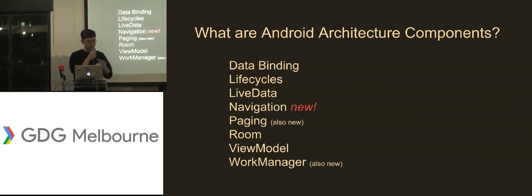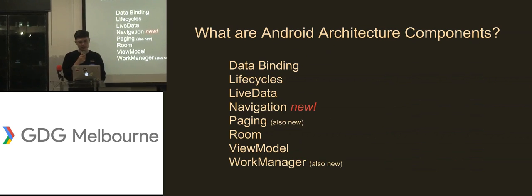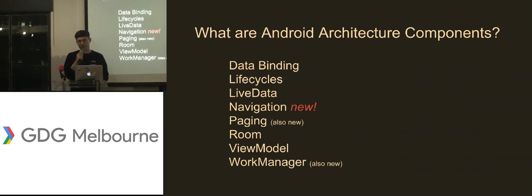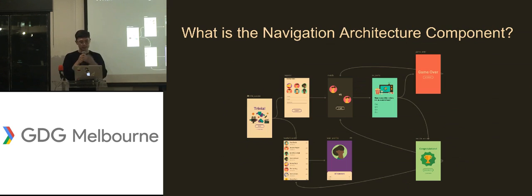Cool. So what are architecture components? Android architecture components are libraries from Google, basically to help make our jobs easier as Android devs. It lets us make our code more stable, maintainable, testable, all that good stuff. Also, it gets rid of a lot of boilerplate code. The one I'm talking about is navigation, and that was announced at Google I/O this year.